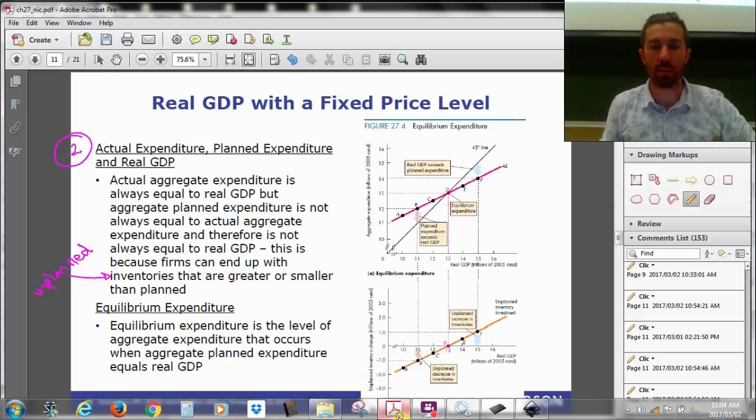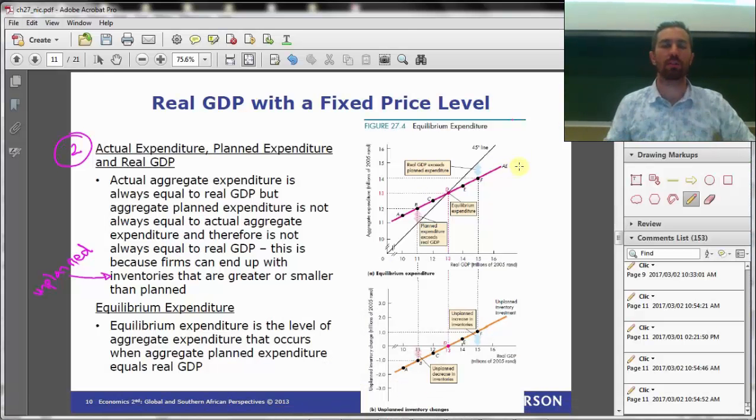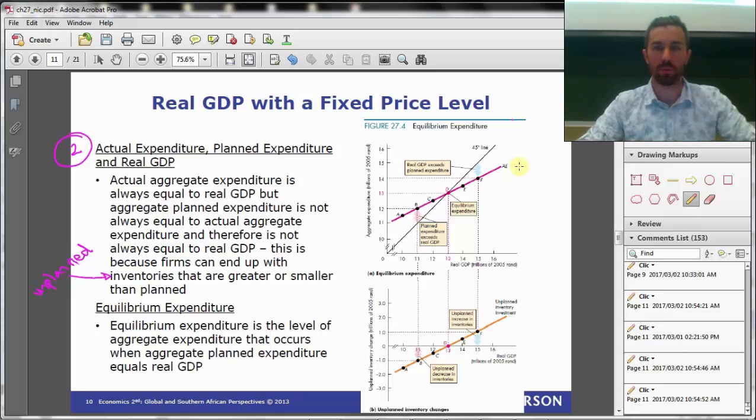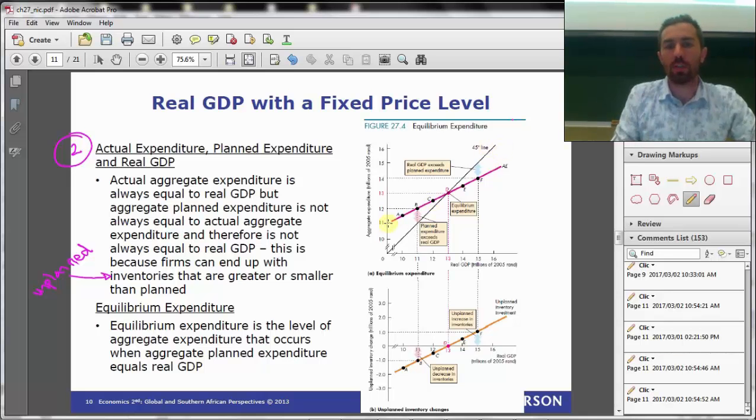The same applies to our aggregate expenditure function. Exactly the same principles. Our aggregate expenditure function is upward sloping. The intercept is determined by the autonomous components of aggregate expenditure, which is to say those exogenous variables. And any change in any of those autonomous variables shifts the aggregate expenditure function either upwards or downwards.